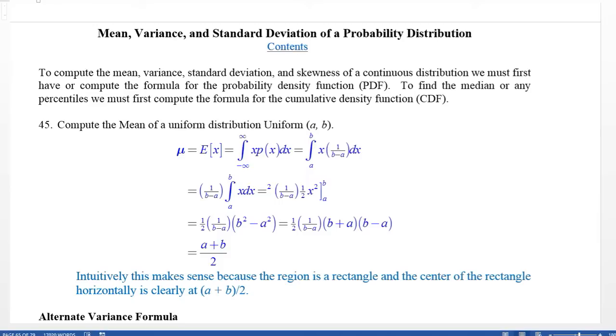In this video we're going to be talking about the mean, variance, standard deviation, and skewness, and even also the median of a continuous distribution and how to compute those things.